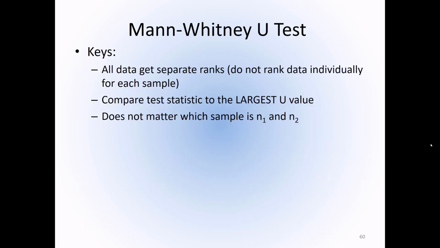So, a couple key facts and guides for using the Mann-Whitney U-test is that all the data are getting ranks. So we're not ranking based on data pairs. If there's any kind of ties between the data points, then they get a tied rank. And we're going to compare our test statistic from our new Mann-Whitney U table to the larger test statistic value, our larger U value. And it doesn't matter which sample is subscript 1, subscript 2, just as long as we can find that appropriate critical value.